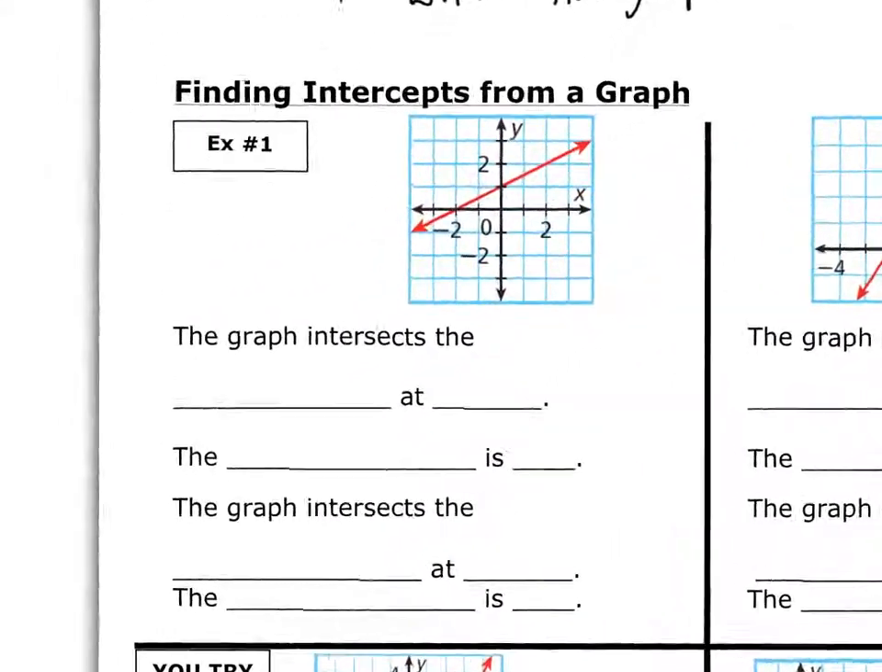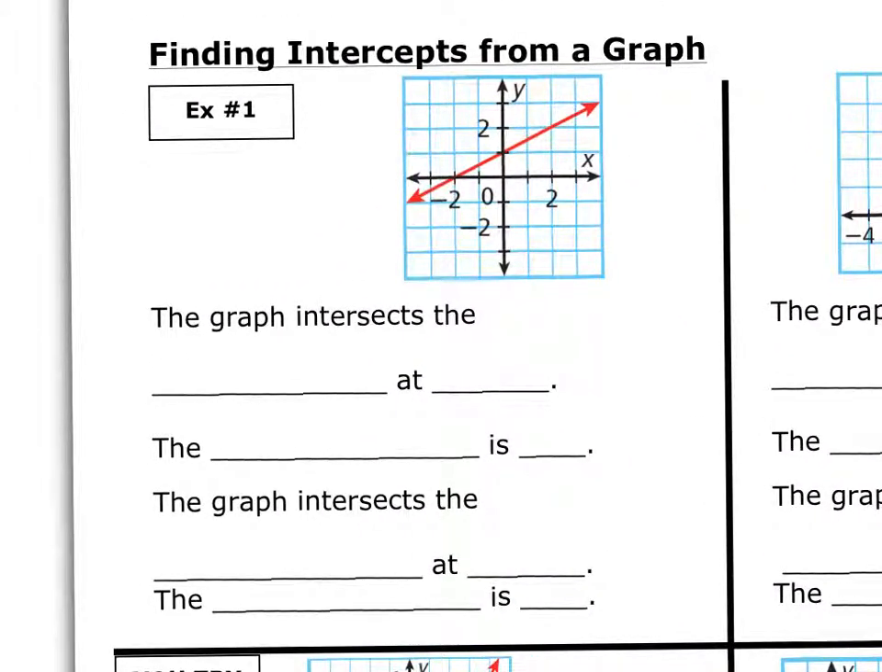Okay, so let's look at this graph here. You're given a straight line, or a linear graph, and we want to find the x-intercept and the y-intercept. Let's start with y. The graph intersects the y-axis. What point does it intersect it at? We know the y-axis is the vertical one. Well, at (0, 1). So it intersects at (0, 1).